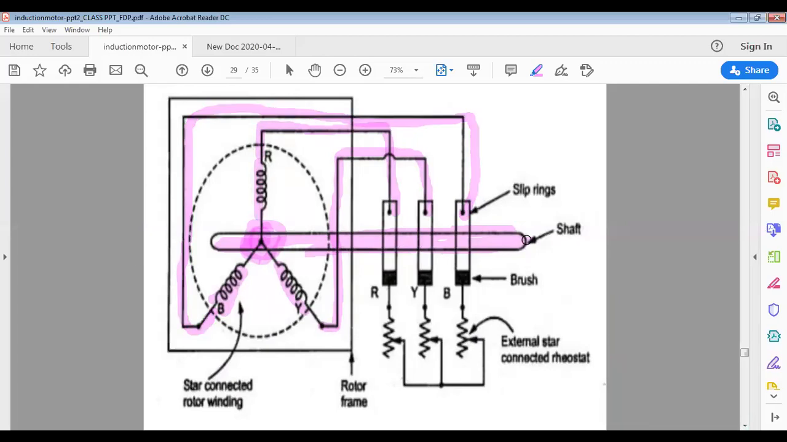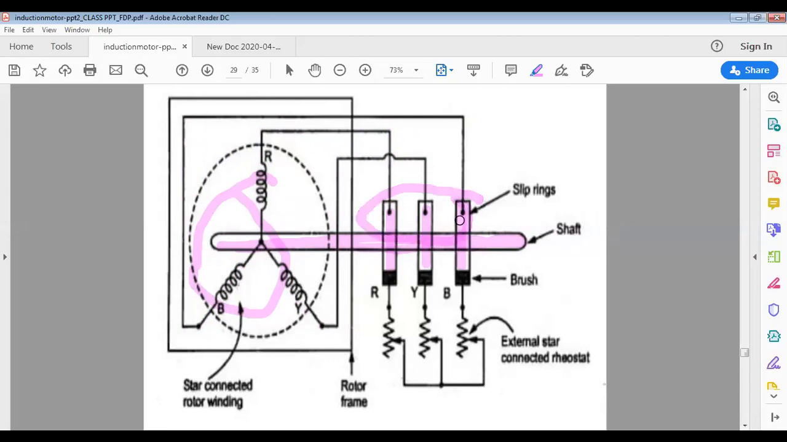So the shaft is there. On the shaft, the rotor core is there. On the rotor core, these 3 windings are connected in star. On the same shaft, 3 slip rings are there. This one is the slip ring, which is made of copper, the second slip ring, and the third slip ring. Okay, all of you can see all the 3 slip rings. Now as the shaft starts to rotate, the rotor core rotates, the windings also rotate, and then these 3 slip rings also rotate.